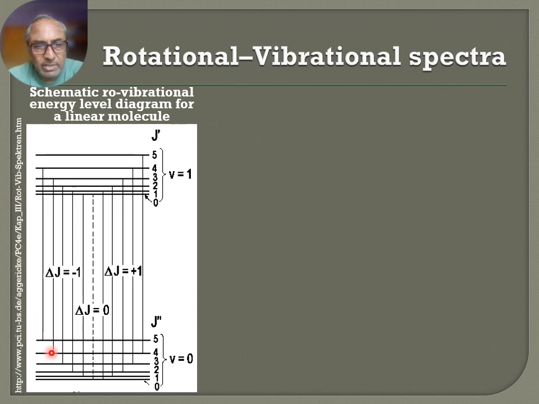Here is the schematic energy level diagram for a linear molecule. This is the ground vibrational level V equal to 0, and this is the first excited vibrational level V equal to 1. Transitions can happen from different rotational levels of the V equal to 0 vibrational level to different rotational levels of the V equal to 1 vibrational level. Transitions with delta J equals minus 1 are known as the P branch, and transitions with delta J equals plus 1 are known as the R branch. Transitions with delta J equal to 0 are known as the Q branch, and they are forbidden.